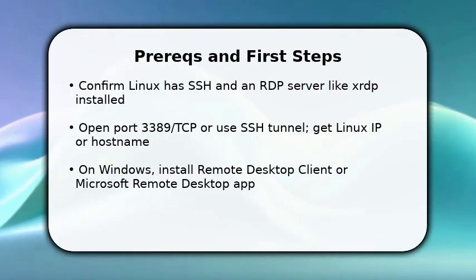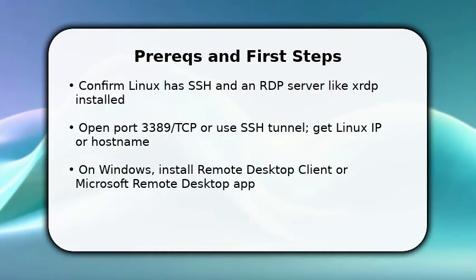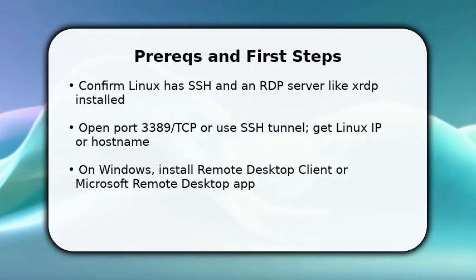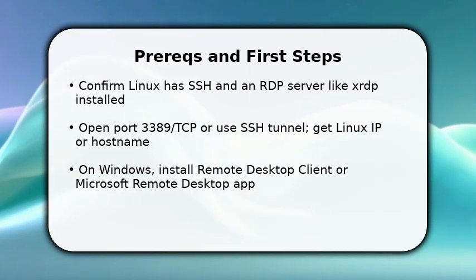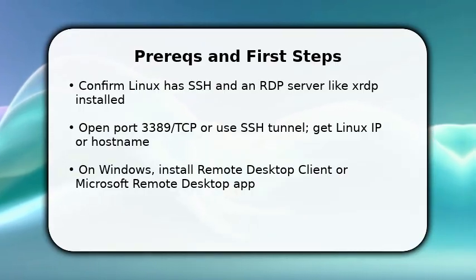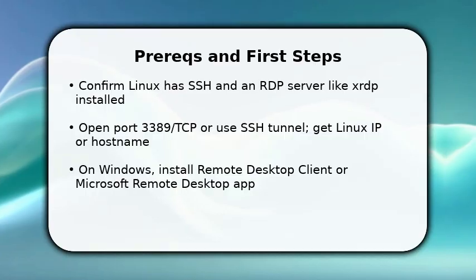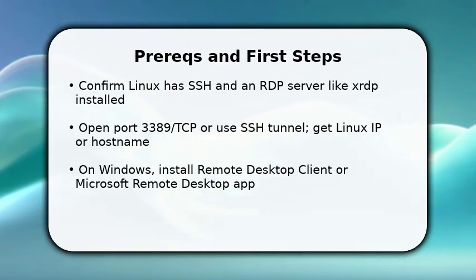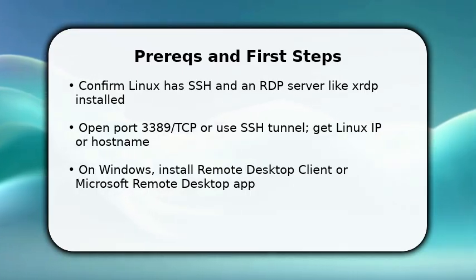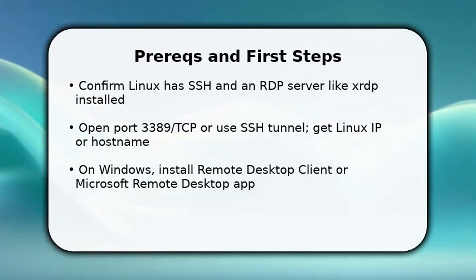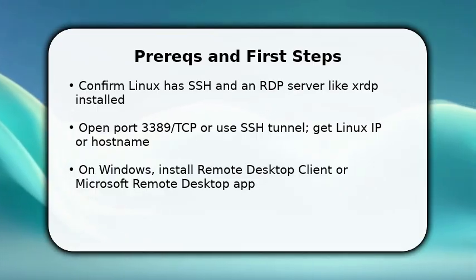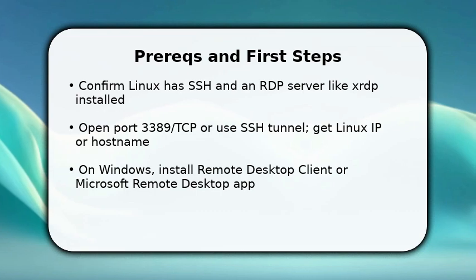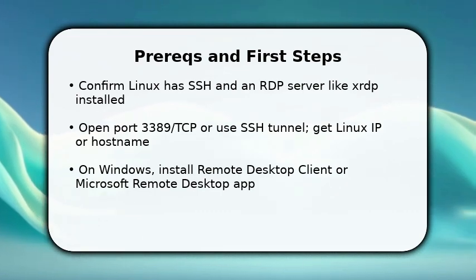Enjoy the video. You start by verifying prerequisites. Make sure SSH is reachable and XRDP is installed on the Linux machine. This gives a graphical backend for RDP. Once done, check the Linux IP or hostname and ensure port 3389 is allowed in the firewall, or plan an SSH tunnel for security. On Windows, you should have the remote desktop client ready. This early setup prevents common connection failures and lets you move straight to enabling services and testing connectivity.